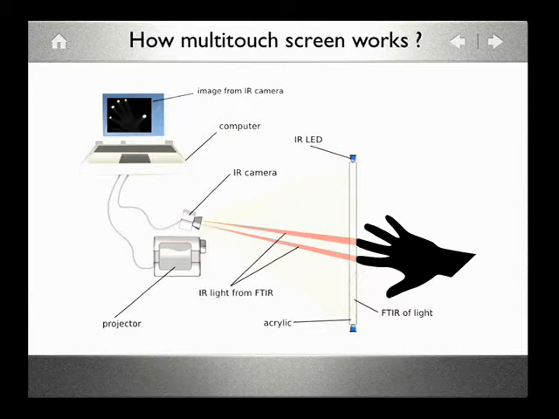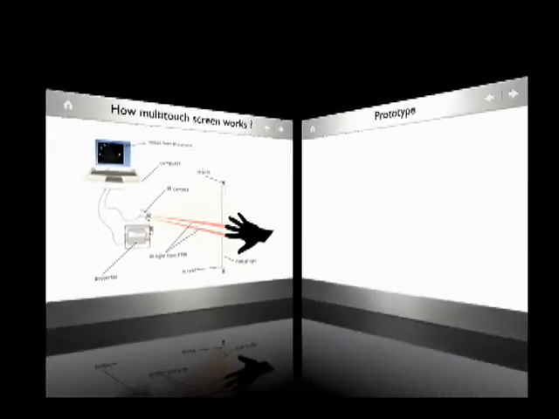We have a projector which shows our application on the acrylic. And the light from the fingers goes as an input to the IR camera. And as you can see on the image from the IR camera on this computer, we see some real light blobs. And using image processing, we can get the exact coordinates of those fingers. And based on that, we can do other stuff that we'll describe later.